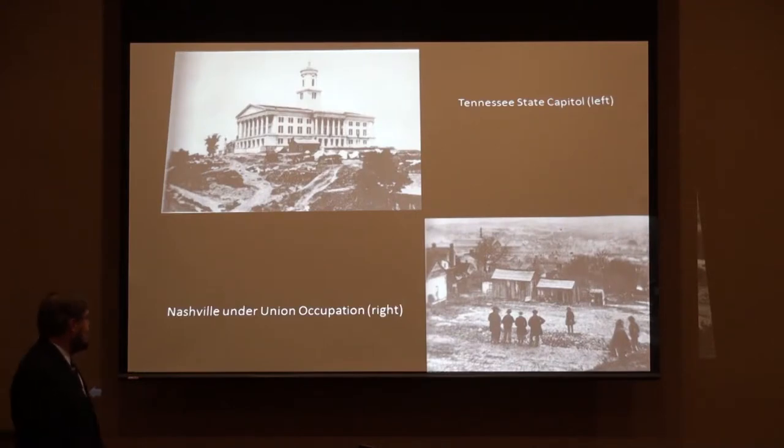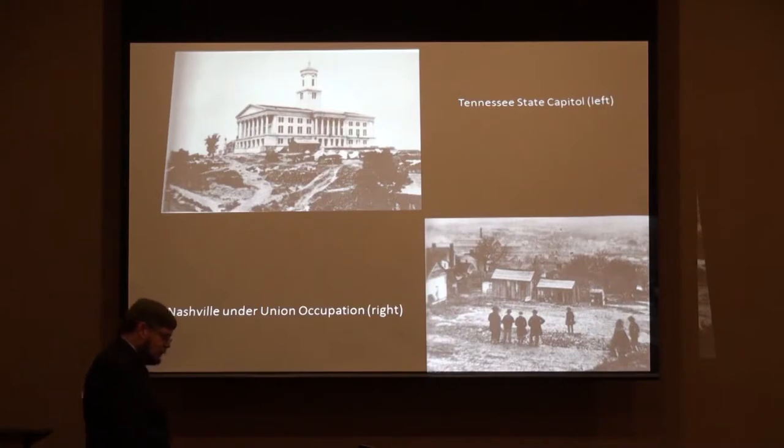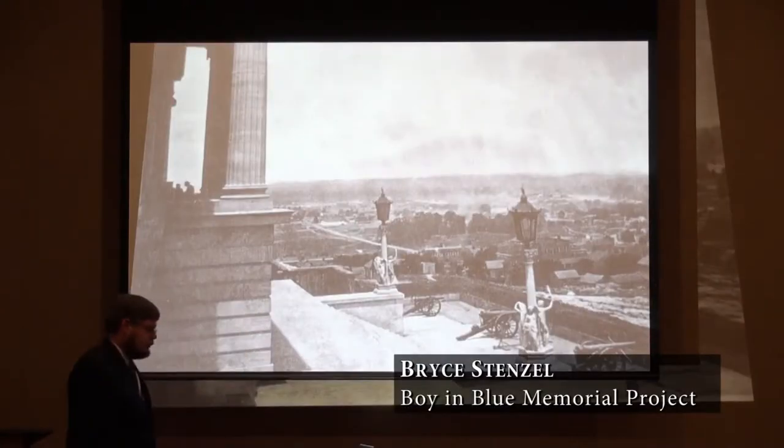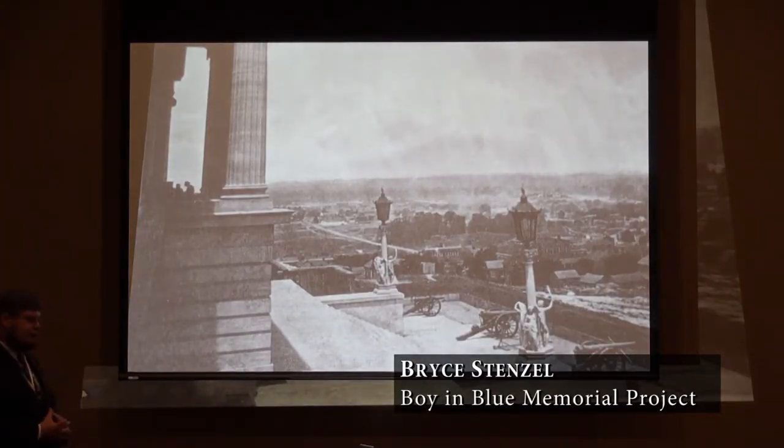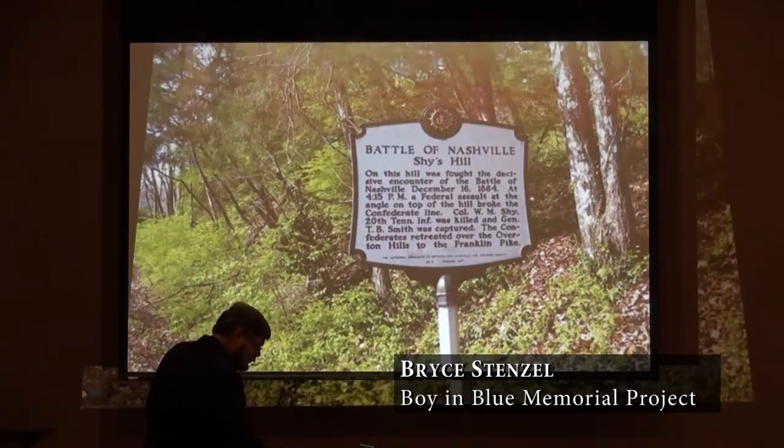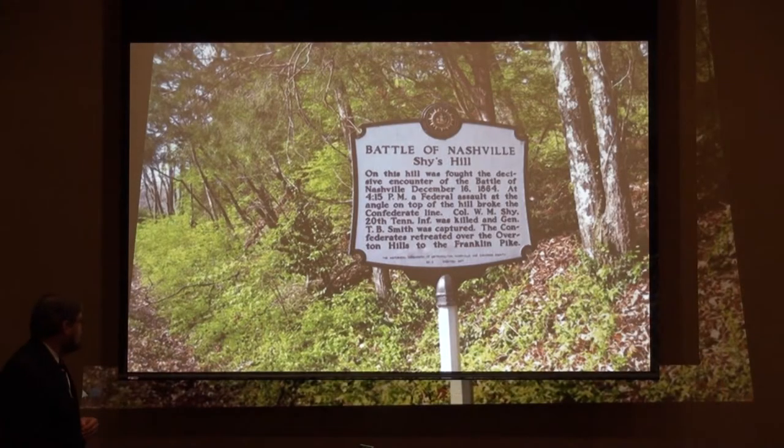Those are just some photographs. We've seen some of these in different places that we've been, but you get another sense of it. The Capitol was a fortress. I mean, they used it as a fortress. You can see the artillery pieces there. Shy's Hill.